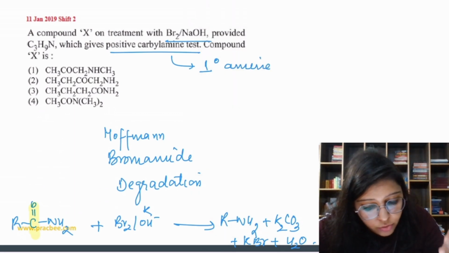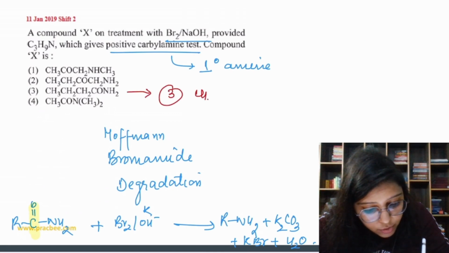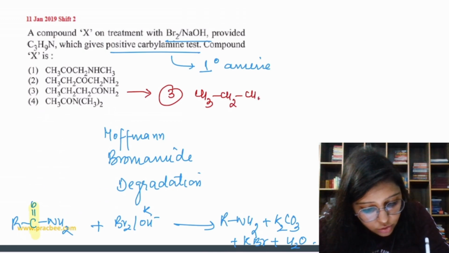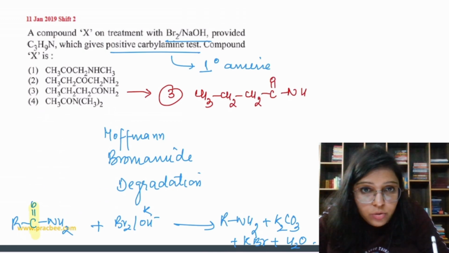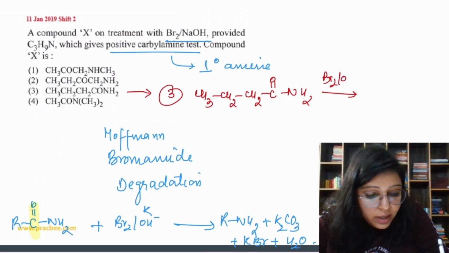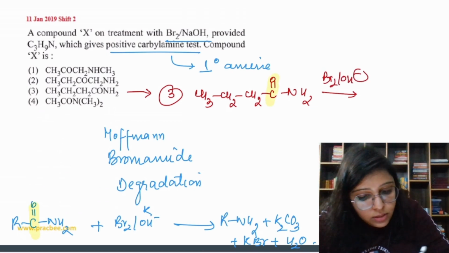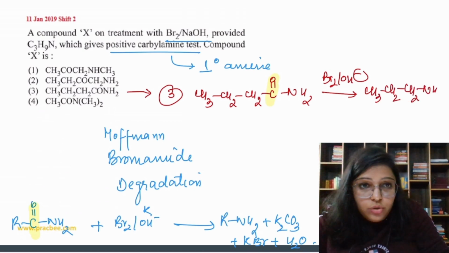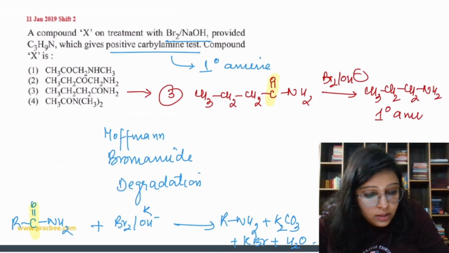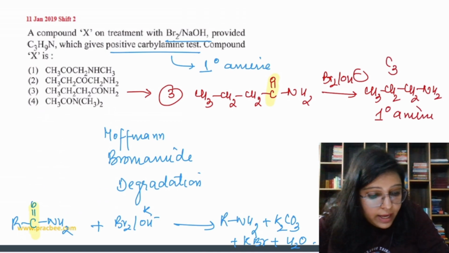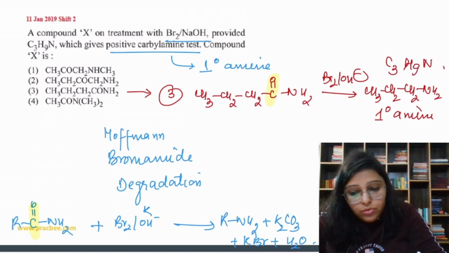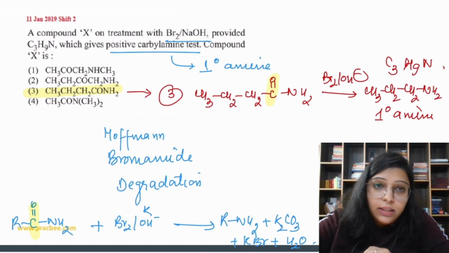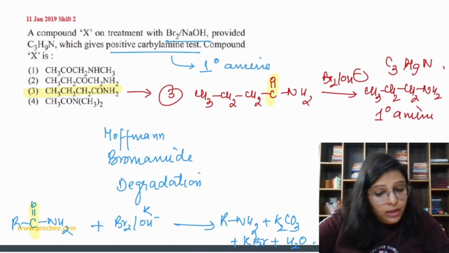So we should have an amide. If you see option number 3, it is CH3CH2CH2C(=O)NH2. On reaction with Br2/OH minus, we remove the CO, and we get CH3CH2CH2NH2, which is a 1 degree amine. This is C3H9N: 3 carbons, 9 hydrogens and nitrogen. So option 3 is the correct answer.